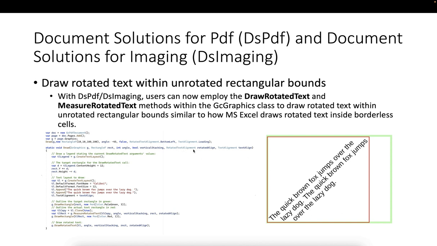And this enum has various options like bottom left, bottom right, top middle, etc. And here we have passed the bottom left option, so it has been aligned at the bottom left location of the rectangle, and this is how this text is drawn within an unrotated rectangle.